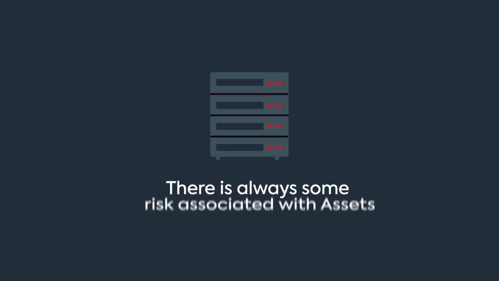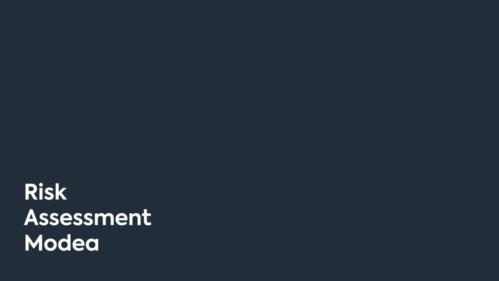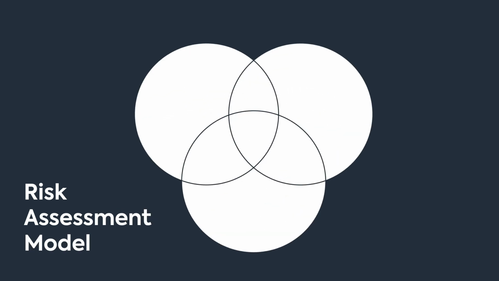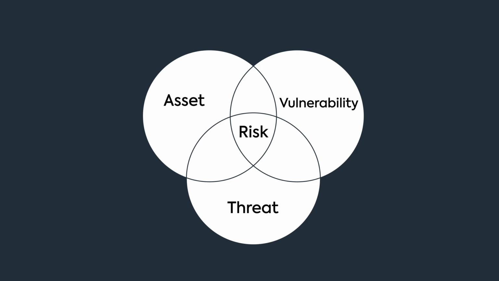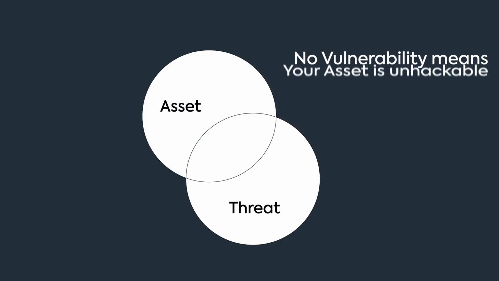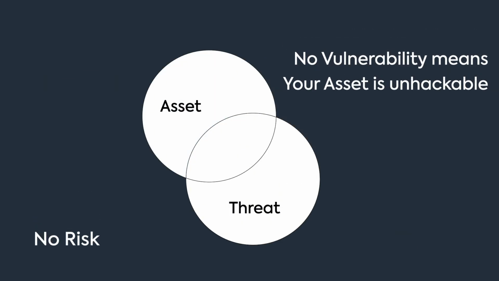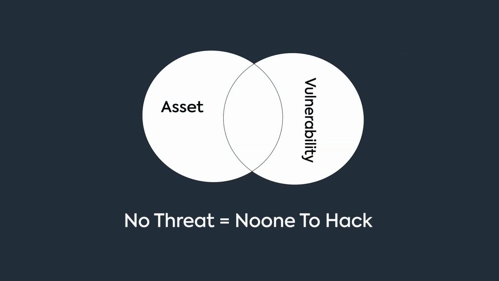There is always some risk when it comes to our asset, and to better illustrate it, we have a model called the risk assessment model. It is portrayed using a Venn diagram, and this model tells us that for risks to exist, we need all of the factors. Let's get our head around this concept. For example, if you have nothing that is worth stealing, no assets, then you have no risks. Again, if you have an asset but it has no vulnerabilities, then no one can break it, so you have nothing to worry about. Similarly, if there isn't a threat to exploit our vulnerabilities, then our assets are safe, hence no risks.